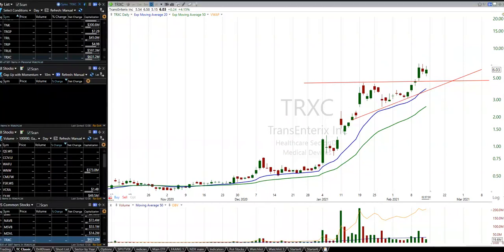So I don't second guess. I see the pattern. I like the pattern. I know it works 70% of the time. I trade with conviction. And if it goes against me, I know it's just that 30% that didn't work, and I go on to the next trade.